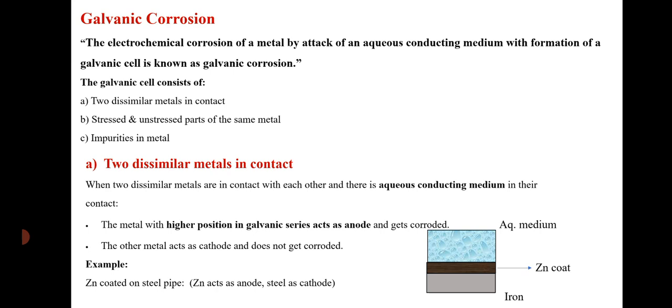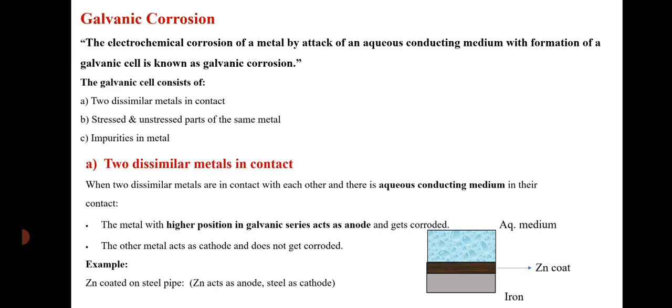Galvanic corrosion is defined as the electrochemical corrosion of a metal due to the formation of galvanic cells in an aqueous conducting medium. A galvanic cell may be formed due to two dissimilar metals in contact, stressed and unstressed parts of the same metal, or impurities present in the metal.